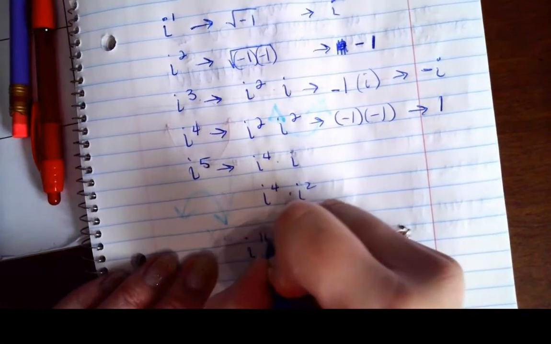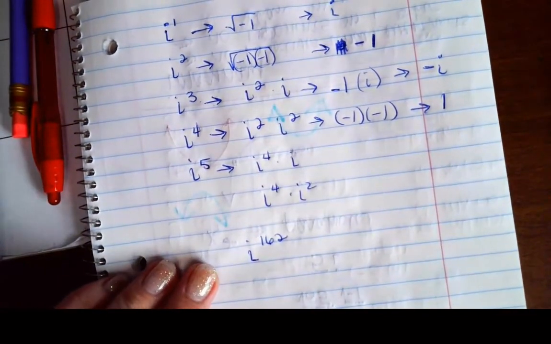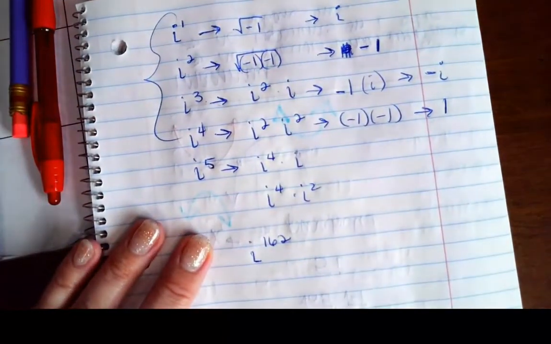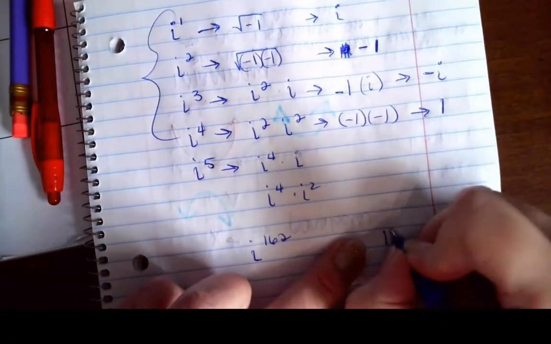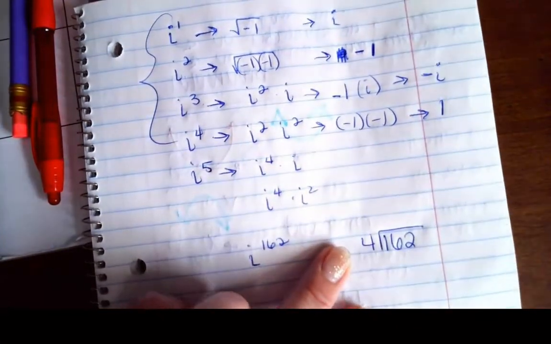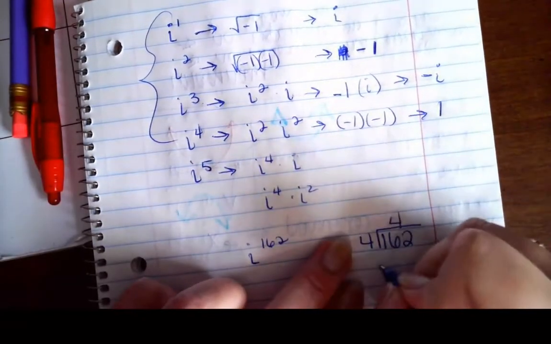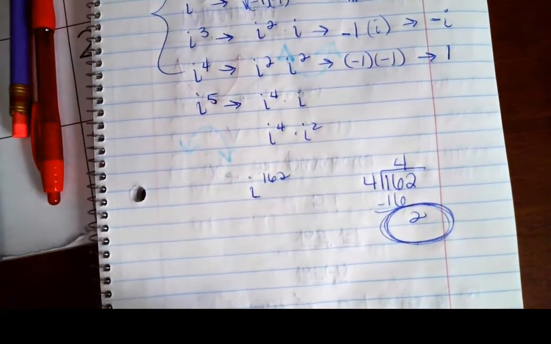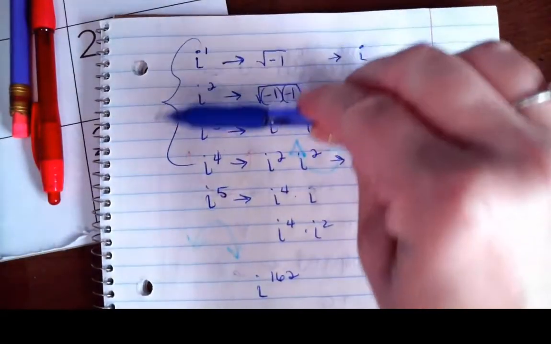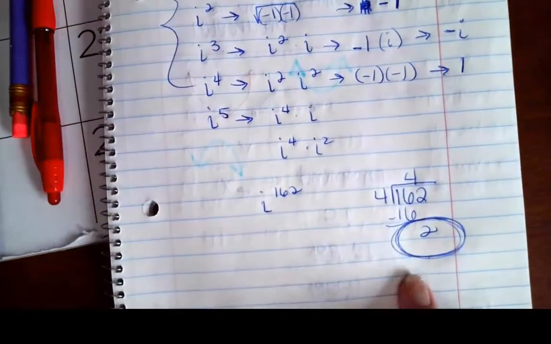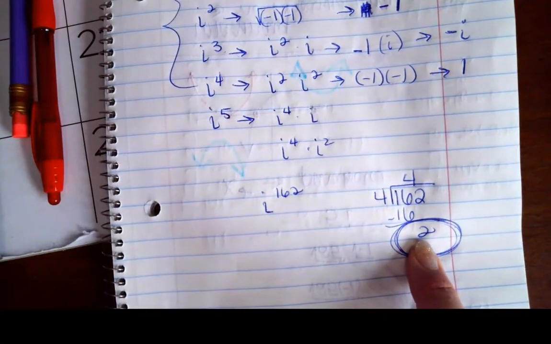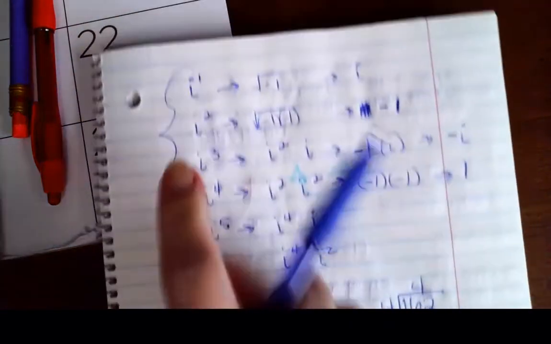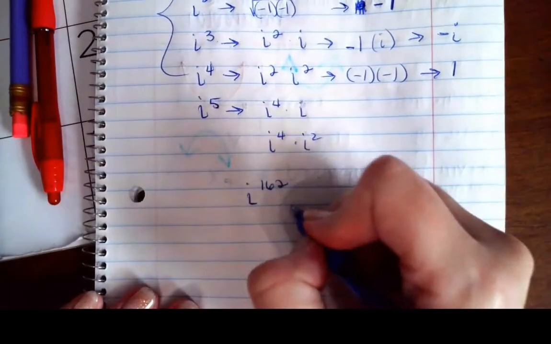So what if I have i to the 162nd? What that's going to look like is get rid of all groups of 4. So I'm going to take 162 and divide it by 4. So 4 goes into 16 4 times, which gives me a remainder of 2. My remainder is what I'm interested in, and that's going to tell me what level I am in these first 4. So if my remainder is 2, that means I'm on the second level here, which means i to the 162nd is the same thing as i squared, which is negative 1.